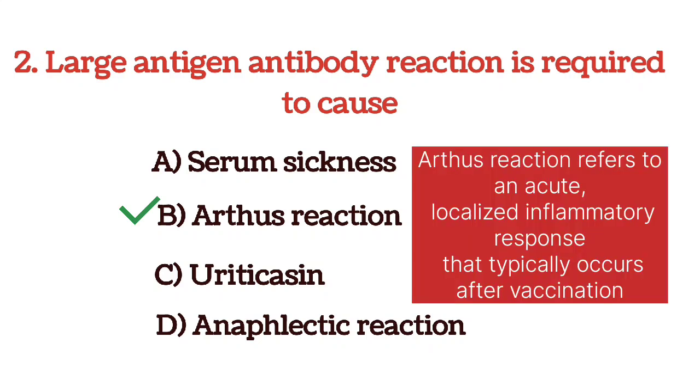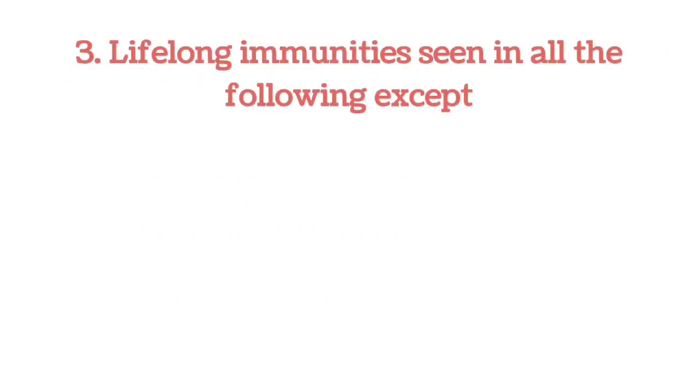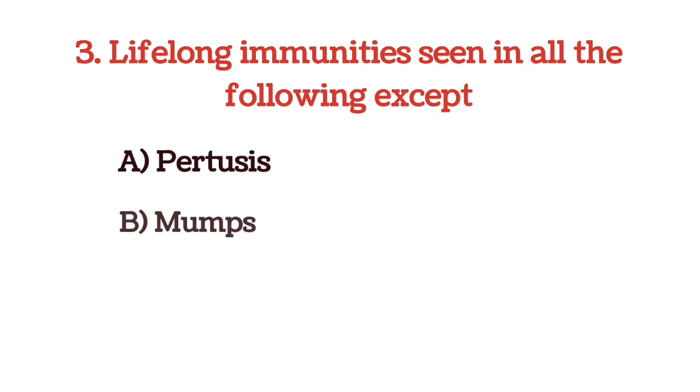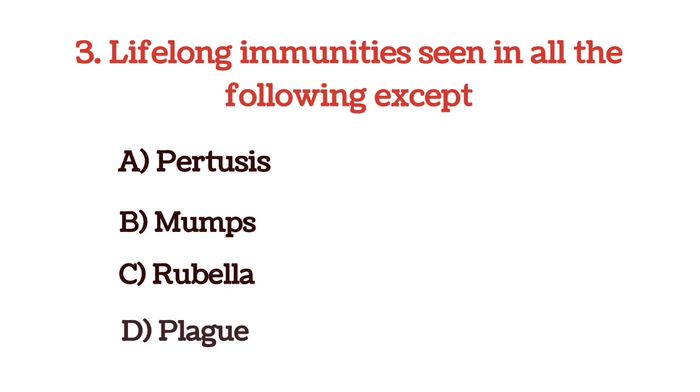What is meant by Arthus reaction? Arthus reaction refers to an acute localized inflammatory response that typically occurs after vaccination. So it's called as Arthus reaction. Lifelong immunity is seen in all of the following except, and the options are pertussis, mumps, rubella and plague, and the correct answer is option D, plague.